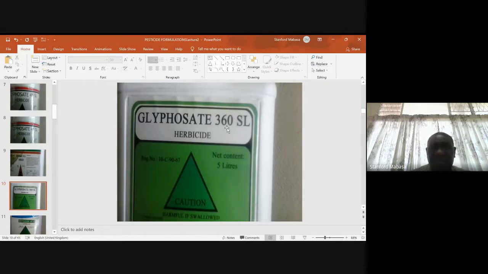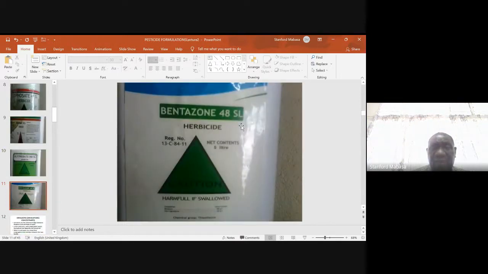Okay, it's the same thing as SR. This is Basagran again, referring to SR. Of course, you could have an SE soluble.